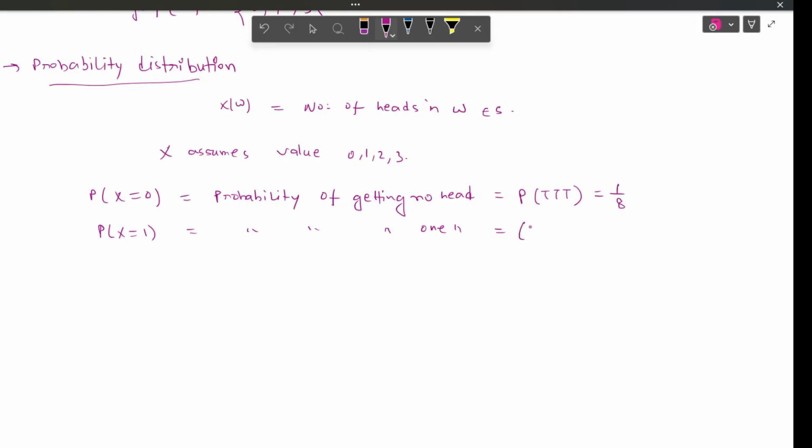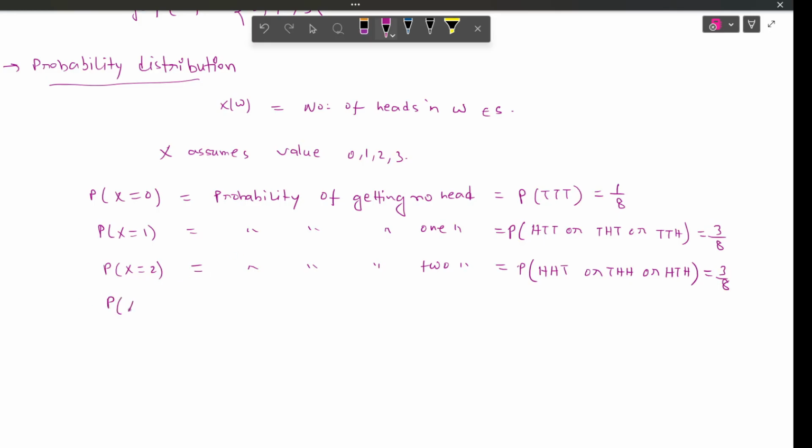So we have 3 options. Either we can have head tail, or we can have tail head tail, or we can have tail head. So this is 3 out of 8 possibility. If we say P(X) equals 2, that means probability of getting 2 heads. So it would be probability of head tail, or tail head, or head tail head. This is 3 out of 8.